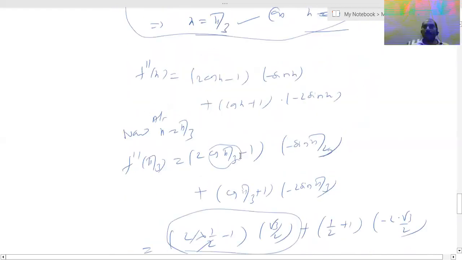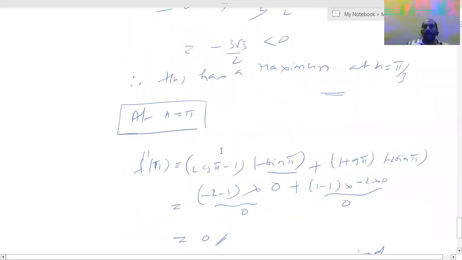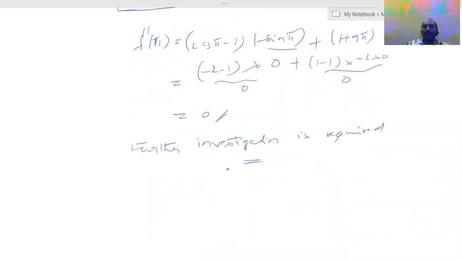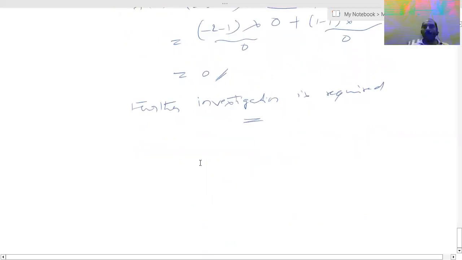This kind of problem, in your examination, mostly they won't ask you. If they ask, you simply write down "Further investigation is required" and leave it. No need to verify at this point.